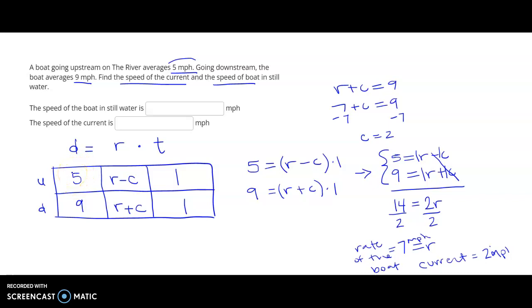So in conclusion, when you're doing these types of problems, I would highly recommend setting up a table using the distance equals rate times time formula. Fill out the table and then use that table to help you set up equations so you can solve as shown.